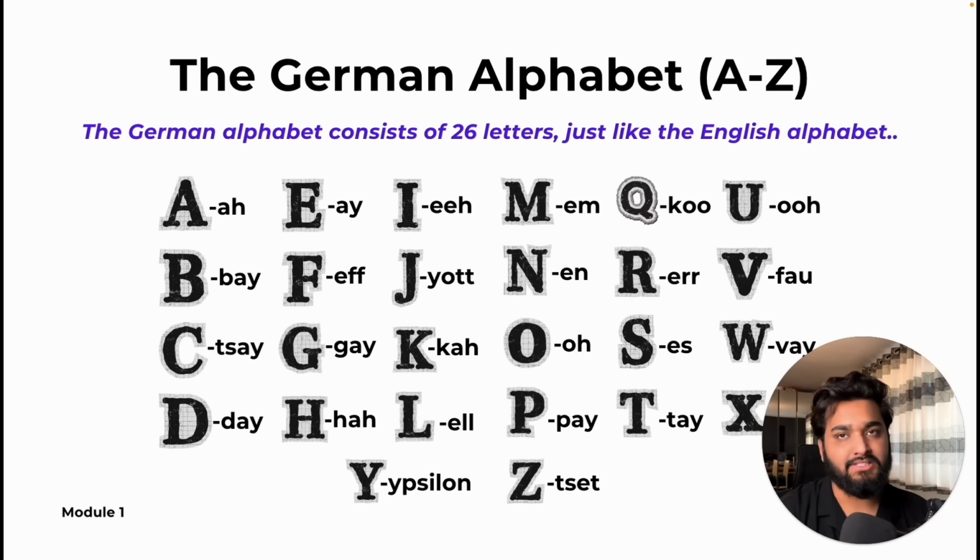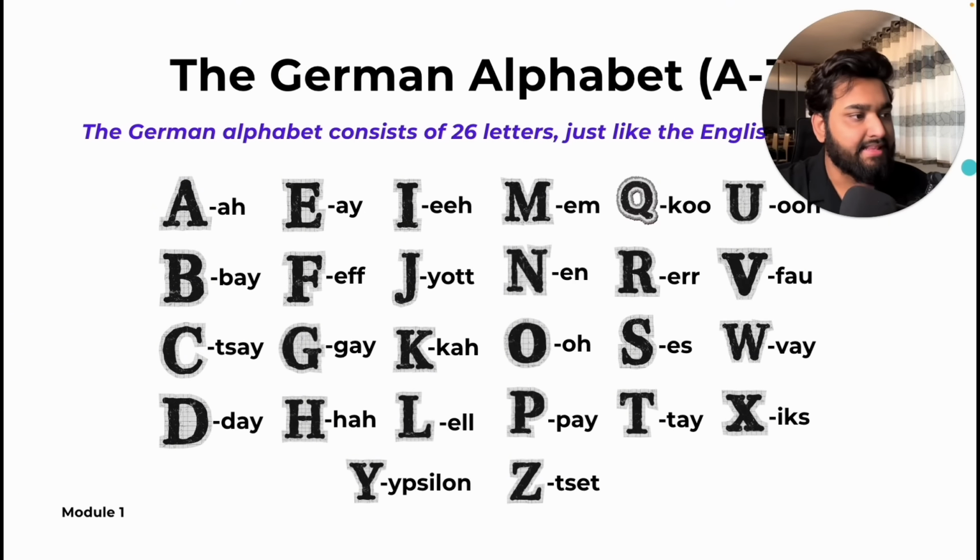S is just normal English, S. T is T. And then U. U is like Q. You would say U, okay? The next one is V. V, you would say in German, V, okay? And W. W, you would say V, okay? Let me just move a little bit.